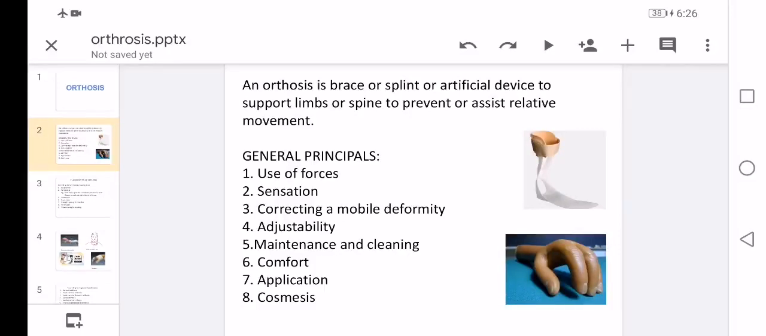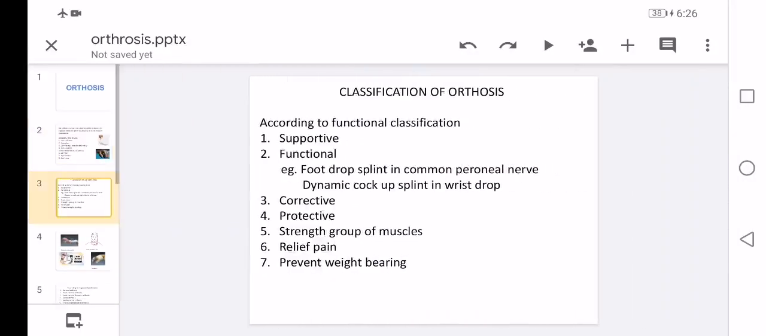A functional but unsightly orthosis is often rejected if the patient values appearance over function. And next we have the classification of orthosis.